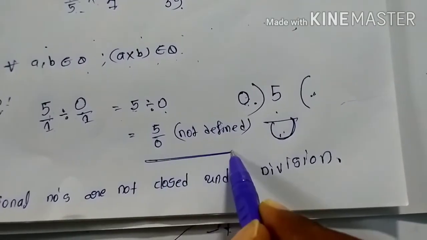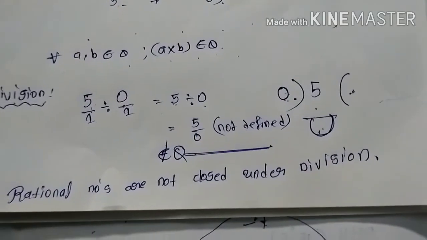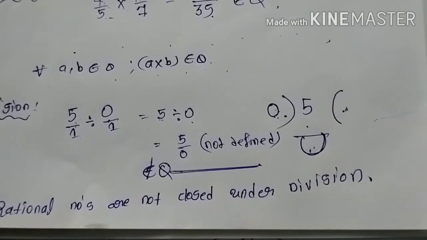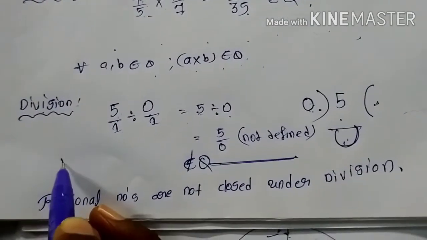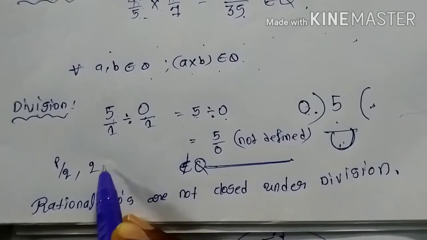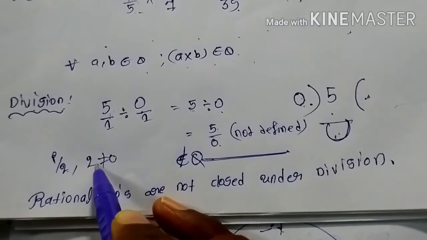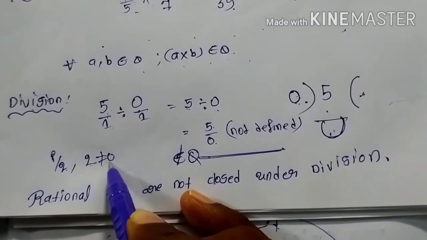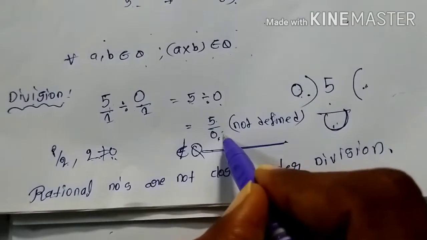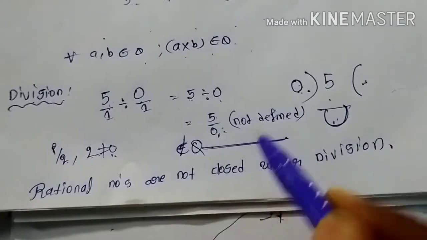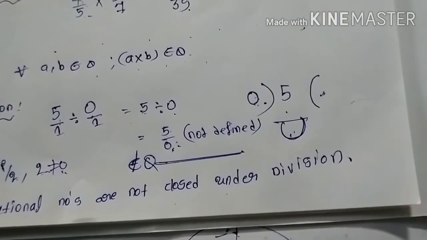Not defined means, is it a rational number or not? It's not a rational number, so it does not belong to Q. Already you know the definition of a rational number. What is the definition of a rational number? P by Q, where Q is not equal to 0. Here 5 and 0 are integers. As per the definition, Q is not equal to 0, but here it is 0. So can you say it is a rational number or not? It's not a rational number. So I mention here: rational numbers are not closed under division.